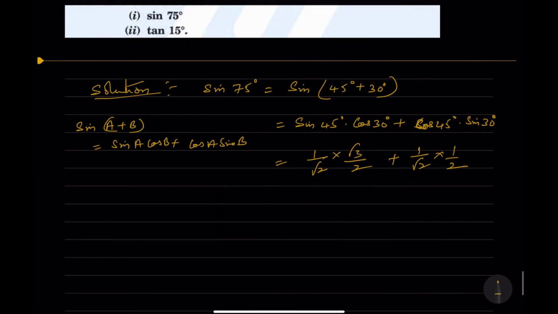So in the denominator we have 2 root 2, and in the numerator you will get root 3 plus 1. Divided by 2 root 2 is the answer.